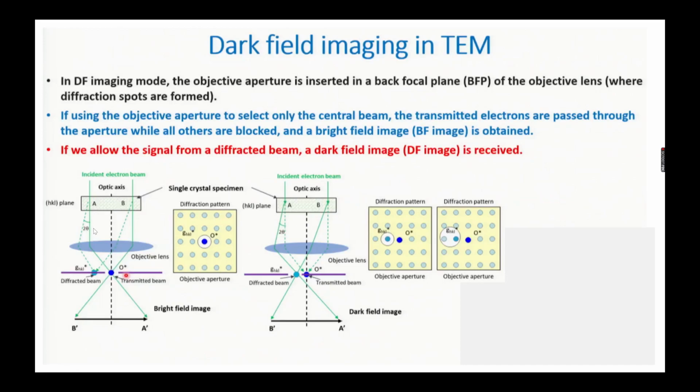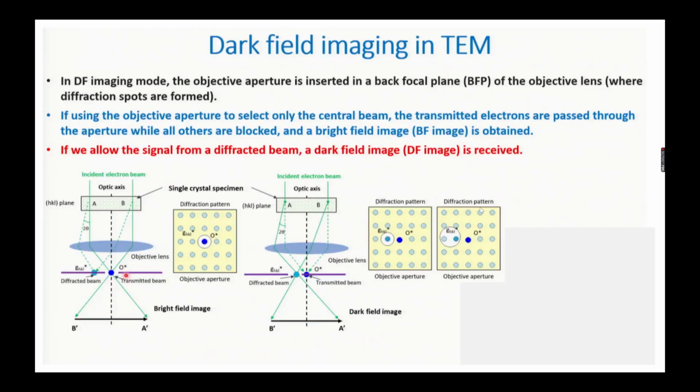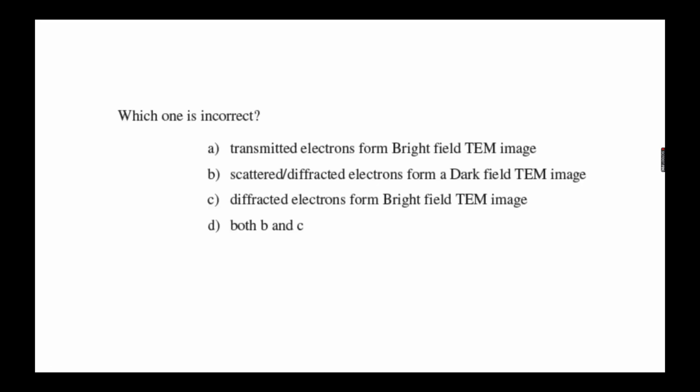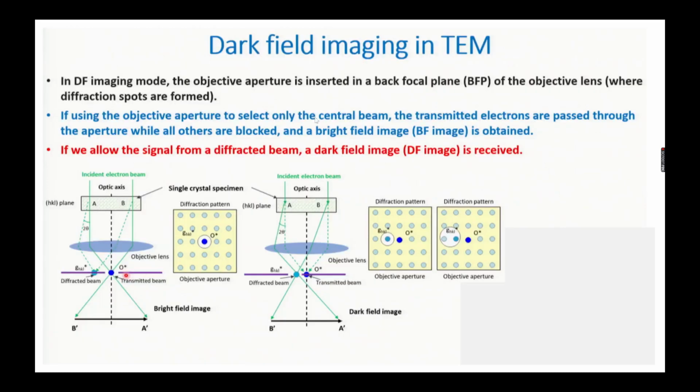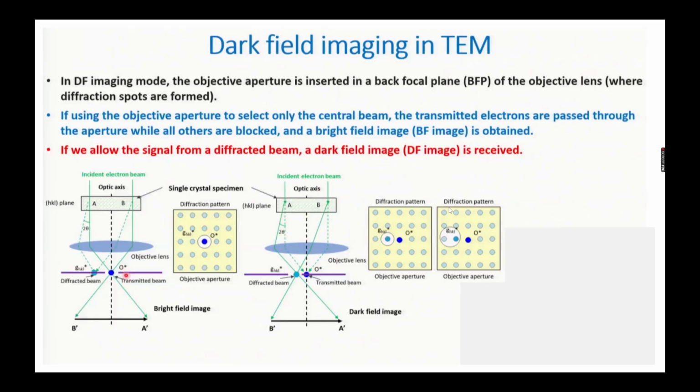So here, the signal from a diffracted beam, a dark field image, you can receive from the TEM. But I haven't seen the diffracted electron from a bright field TEM image. We have seen the transmitted electrons, which I showed you in the previous lectures, and also the diffracted electrons you can see in TEM imaging, but you can't see diffracted electrons from your bright field TEM image. You can see the dark field TEM image.